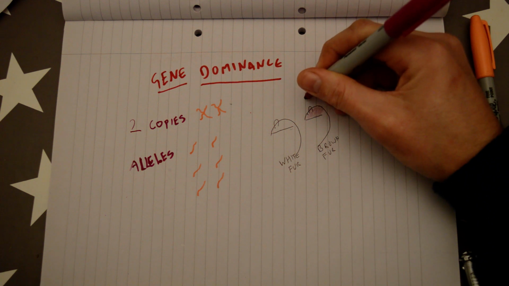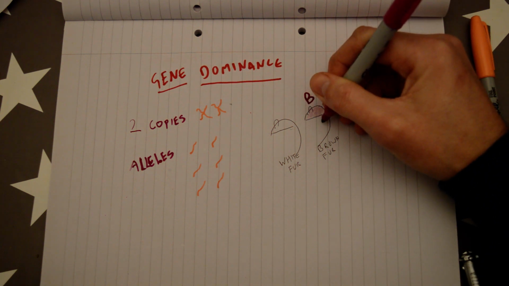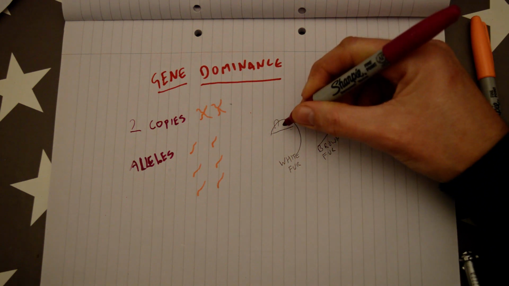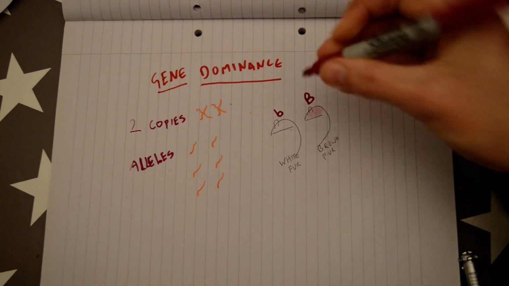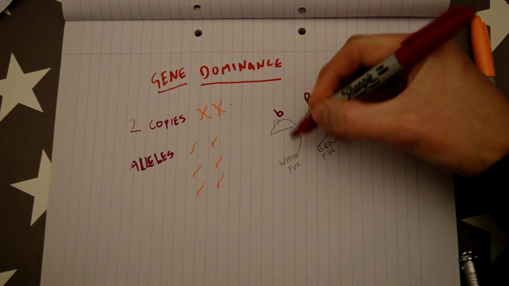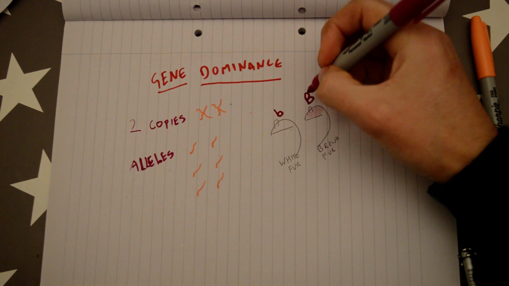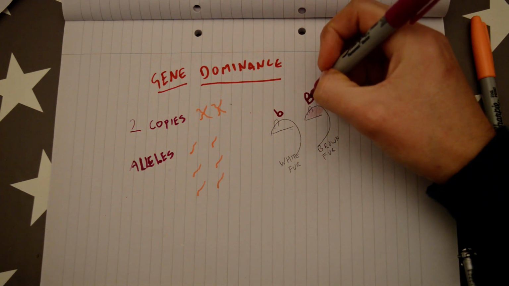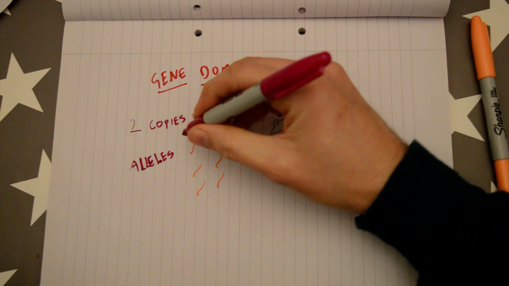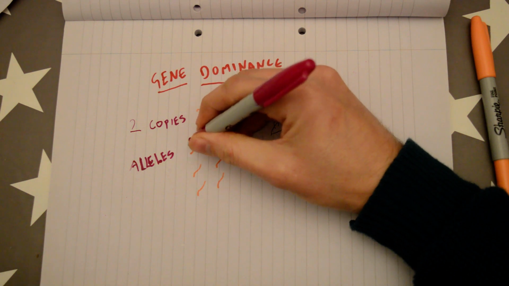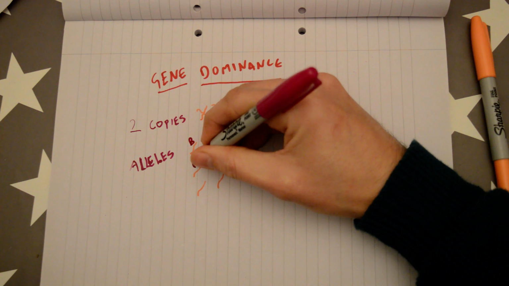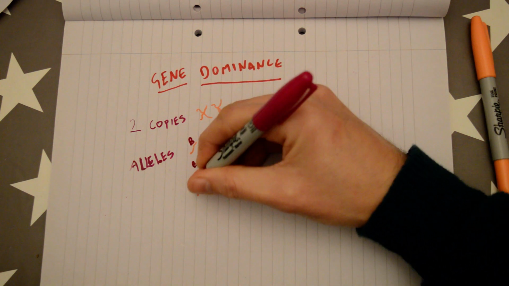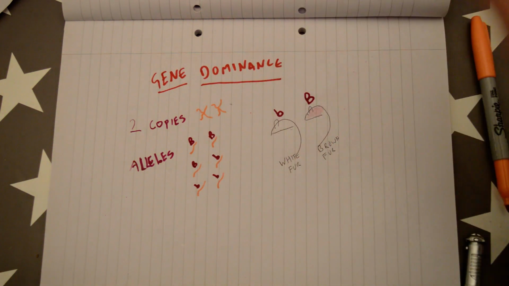So in this case, we'll take B for brown fur, but then the opposing trait, which is the white fur, we're going to give a lowercase b. So a capital B for brown fur, lowercase b for white fur. So that's describing the alleles. So the alleles might be the same, they might be different. So we might have two capital B's for brown fur, we might have one gene for brown fur and one gene for white fur, or there might be two white fur genes.